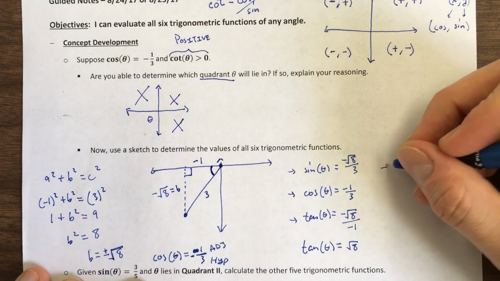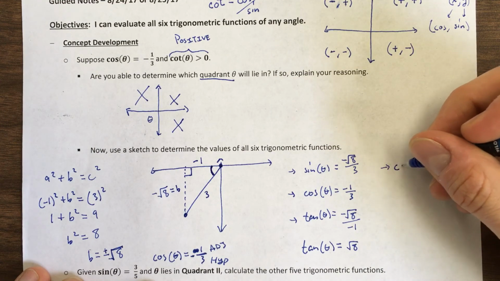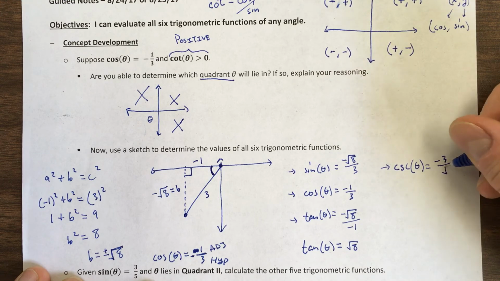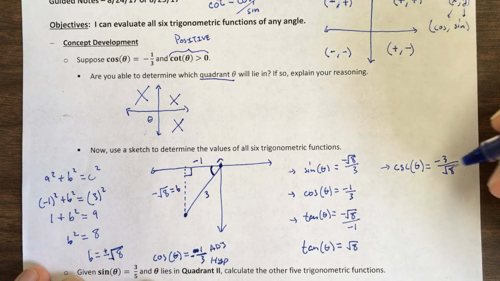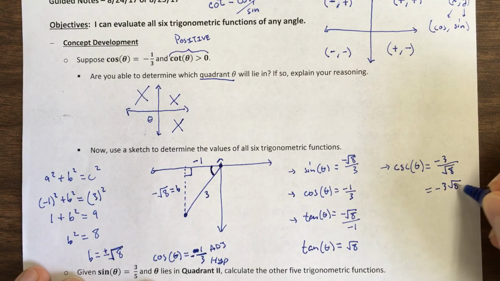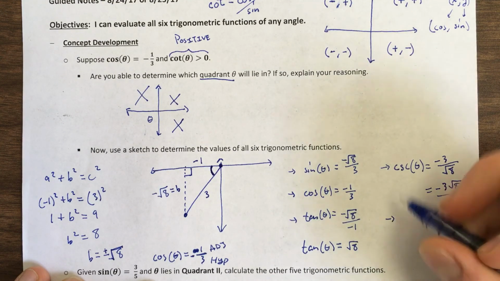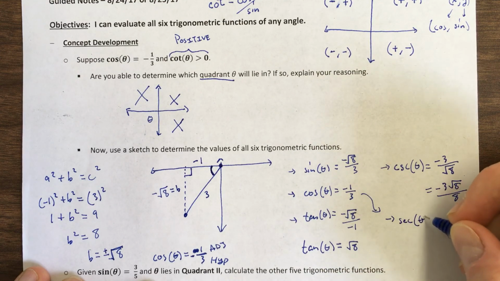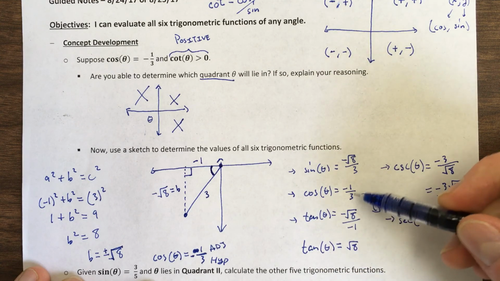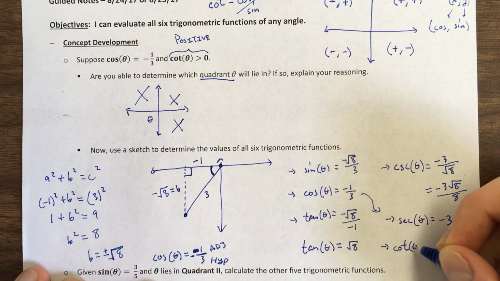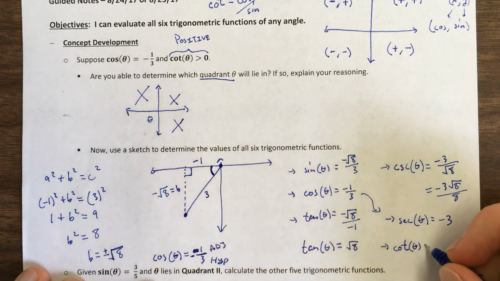Now we can do the other three. Sine is related to the cosecant function by taking the reciprocal. If you rationalize, I'll let you do that just for time. That would be -3 square root of 8 over 8. Cosine is related to secant. The reciprocal of -1/3 would be -3. Cotangent and tangent.